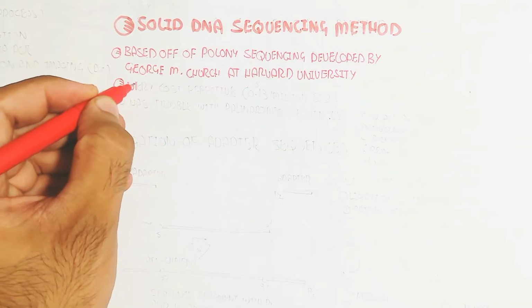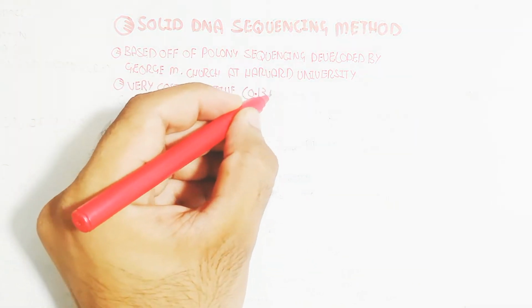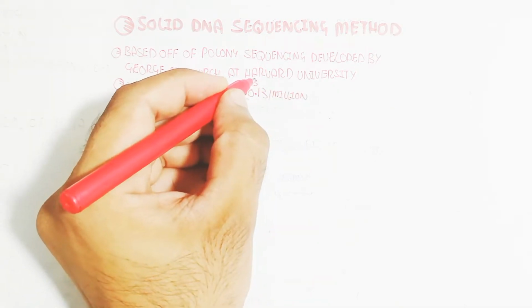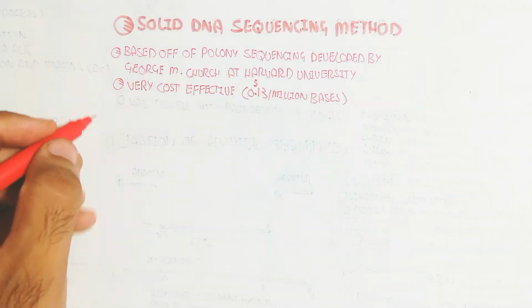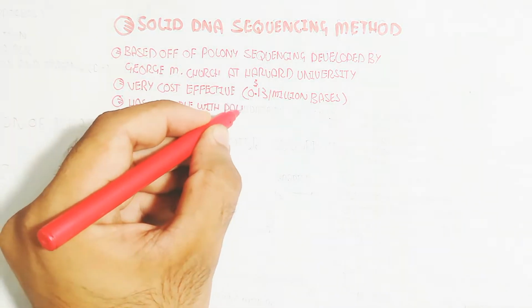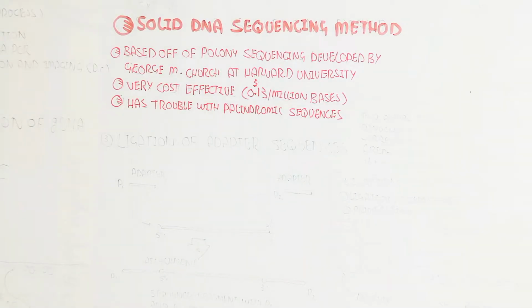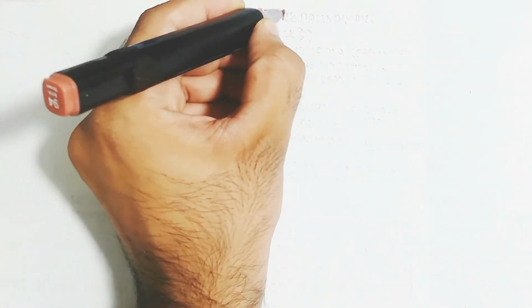In this way, it costs less, because $0.13 per million bases can be generated, but it has trouble with palindromic sequences. So the palindromic sequences will create the trouble. What are palindromic sequences? Let's begin to understand.